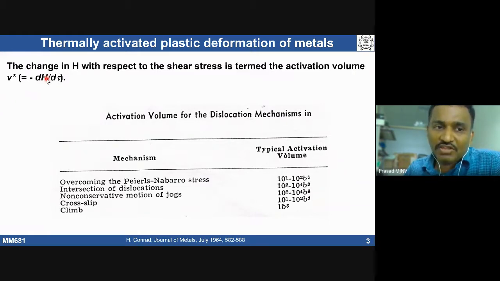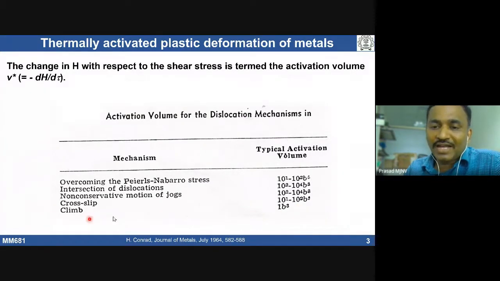The change in enthalpy with stress is called activation volume. So depending on the type of barriers, the rate controlling mechanism, there are different types of rate control mechanisms. Depending on the rate control mechanism, the activation volume is also going to vary.